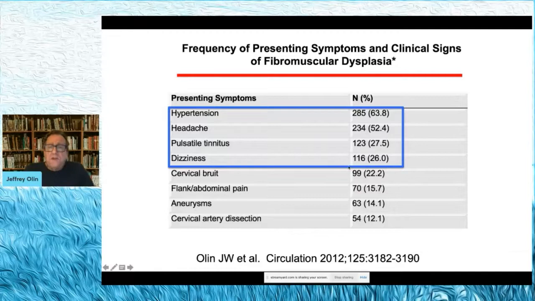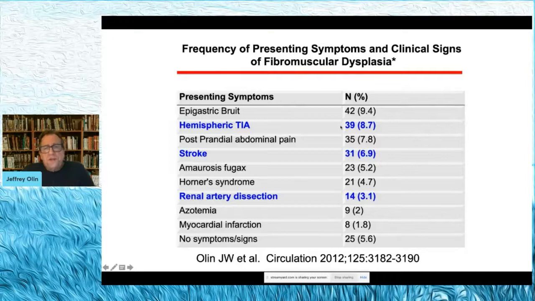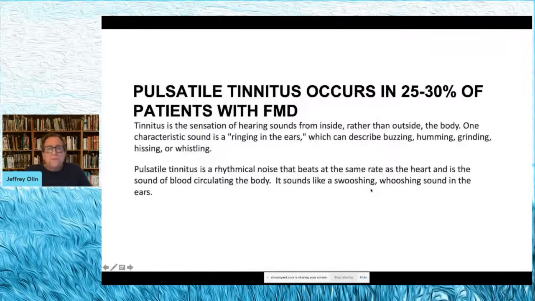And then here are some of the bad things that can occur. Fortunately, they occur less frequently. Transient ischemic attack, stroke, dissections of the renal arteries. So pulsatile tinnitus occurs in somewhere between 25 and 30% of patients with FMD. And when they try to tell their doctors that they have this, many of them don't believe them. So many of these patients have started recording the sounds using their iPhones to convince the physician that in fact they have something like swooshing or whooshing sound in their ears.